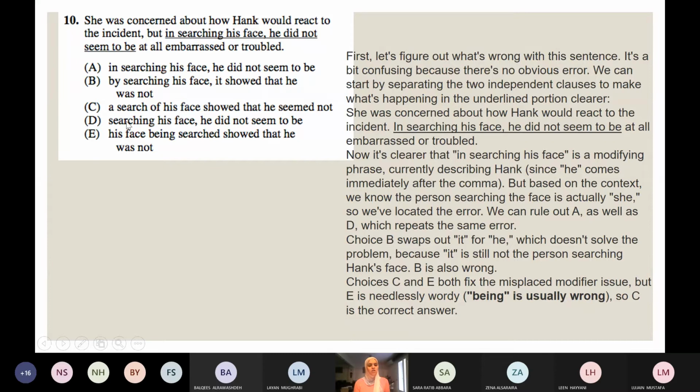Searching his face, he did not. It is the same. Searching his face, he. It is modifying he. His face being searched showed that he was not. His face being searched, being here is not good. Do not use being. So which one is correct? Which one is correct?